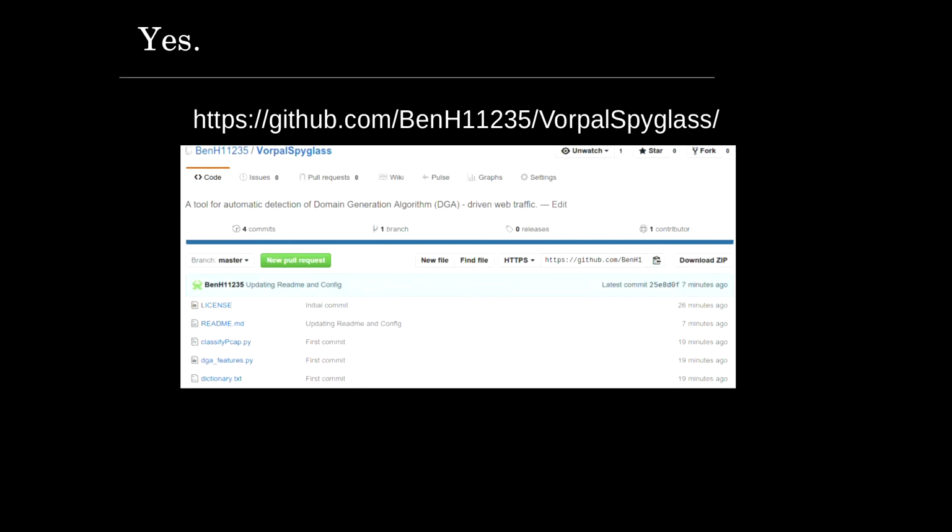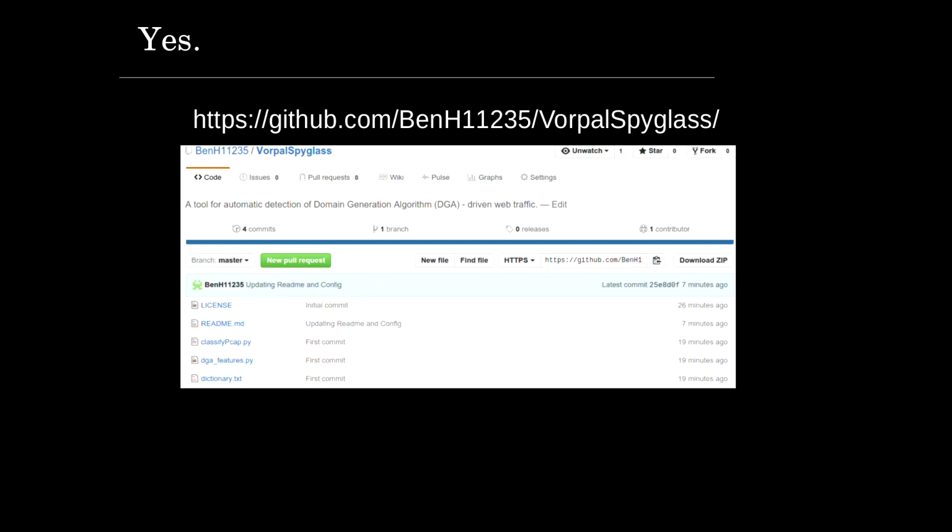Now, your next question regarding this nice classifier that tells you whether traffic captures contain DGA or not is, can I have it? The answer is yes. There's the address of the GitHub repo. I really hope that people try to use it and say, oh my God, Ben, it doesn't work for me at all, and it's useless. Please improve it, because I want to improve it. I want this thing to work and be available for anyone who wants to detect DGAs in their pcaps.